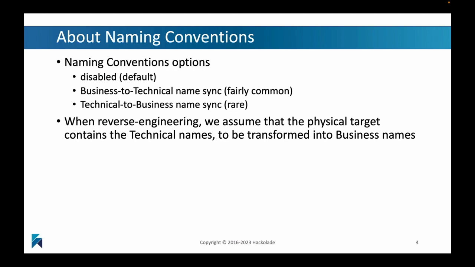So you have different options that you can apply here. You can either disable this, which is the default, right? Or you can basically say the business name is going to be synchronized with the technical name, or the technical name is going to be synchronized with the business name, right? So in the other direction. When we do reverse engineering, we assume that the physical target that we are deriving the model from is already containing the technical names and that these would be transformed into business names. So clearly you need to think this through and you need to think about the direction in which you want to synchronize your naming conventions, but all of this is facilitated through our tools, of course.